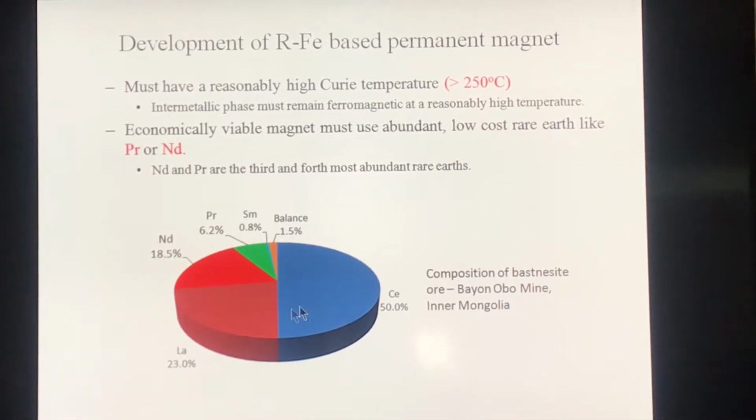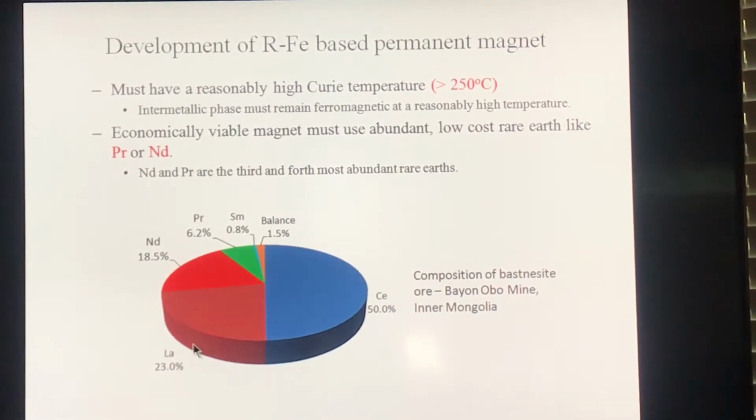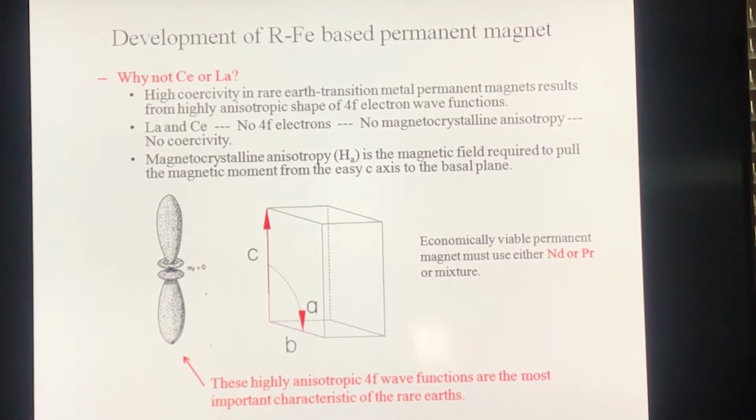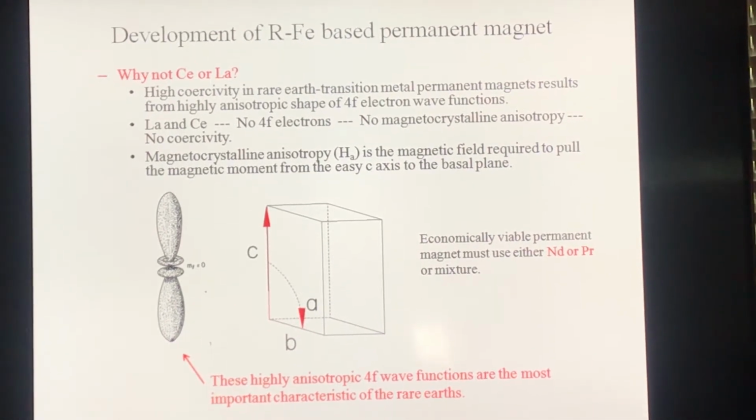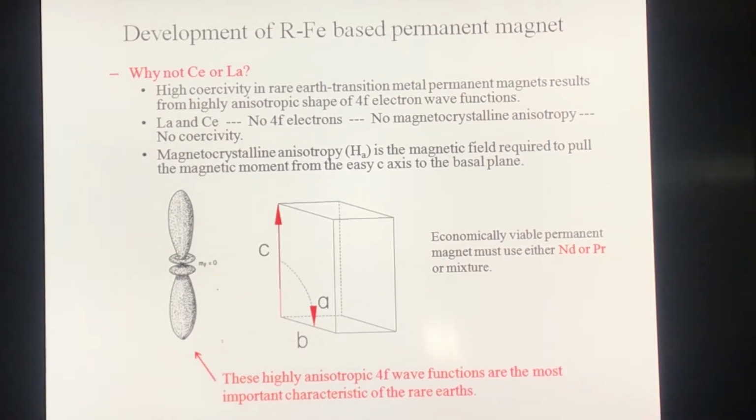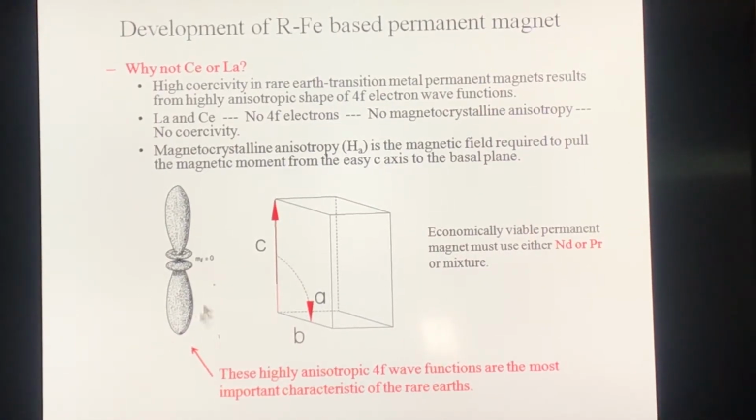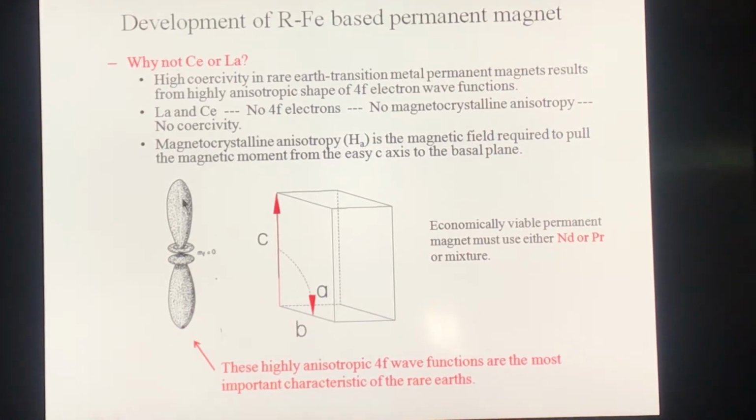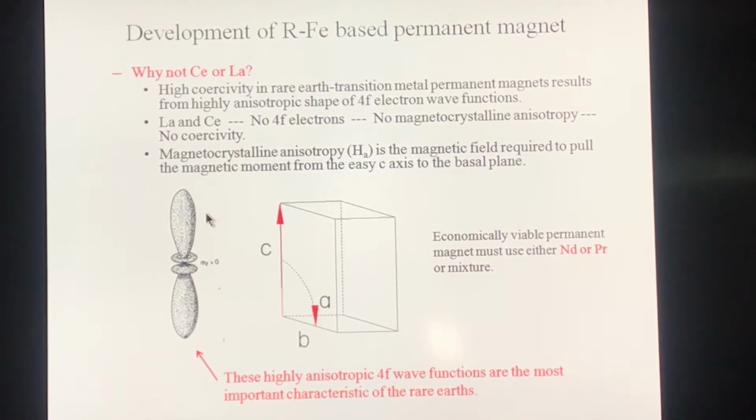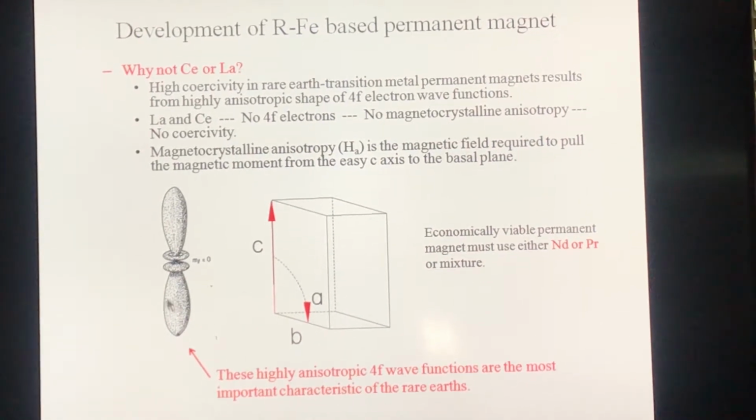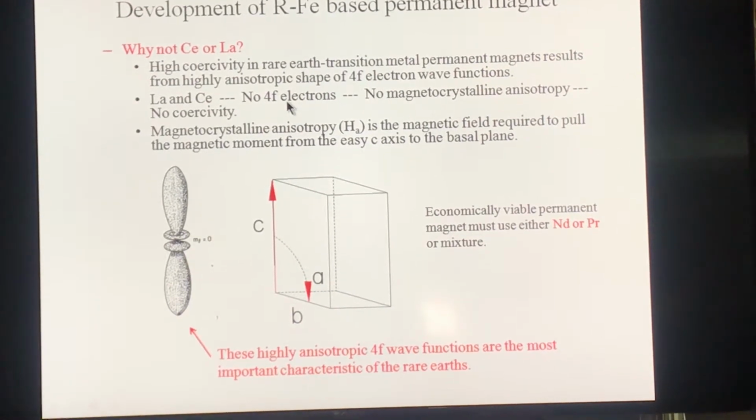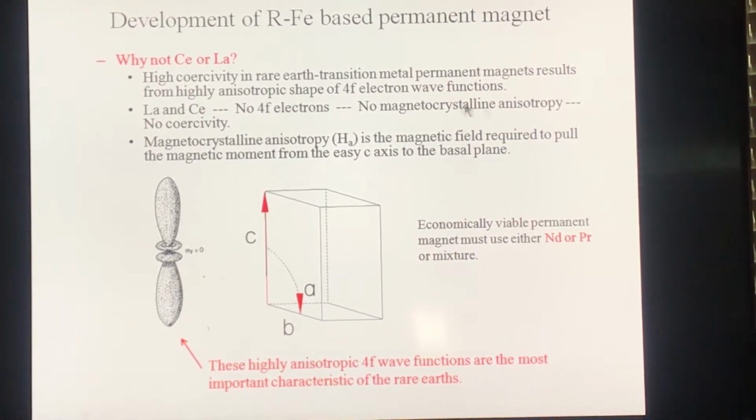Now the first thing you might ask is, well, why don't you use these two, cerium and lanthanum, which are much more abundant? The reason is that the high coercivity in the rare earth transition metal permanent magnets results from the highly anisotropic 4f electron wave functions, one of which I've shown here. You can see it's very highly anisotropic. However, lanthanum and cerium have no 4f electrons. Therefore, the 4f wave function is simply a sphere, so they would have no magnetocrystalline anisotropy and no coercivity.